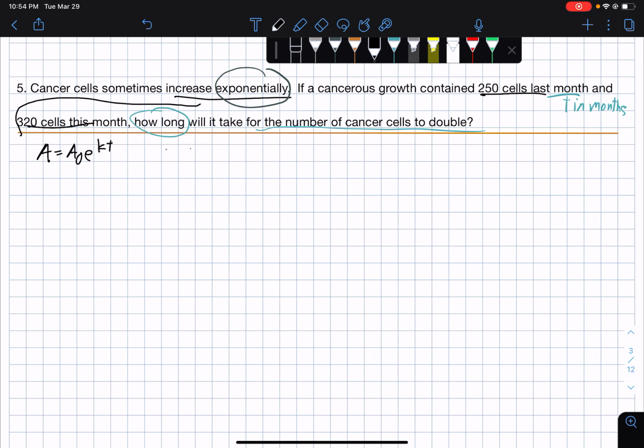Alright, you guys give me a few seconds. Let me arrange my setup. Alright, number 5. So we're given, let's write our givens. Our AO, I suppose, is this one, last month. And this month is 320. How long will it take for the number of cancer cells to double? So it asks about how long, so our t is missing, the time.